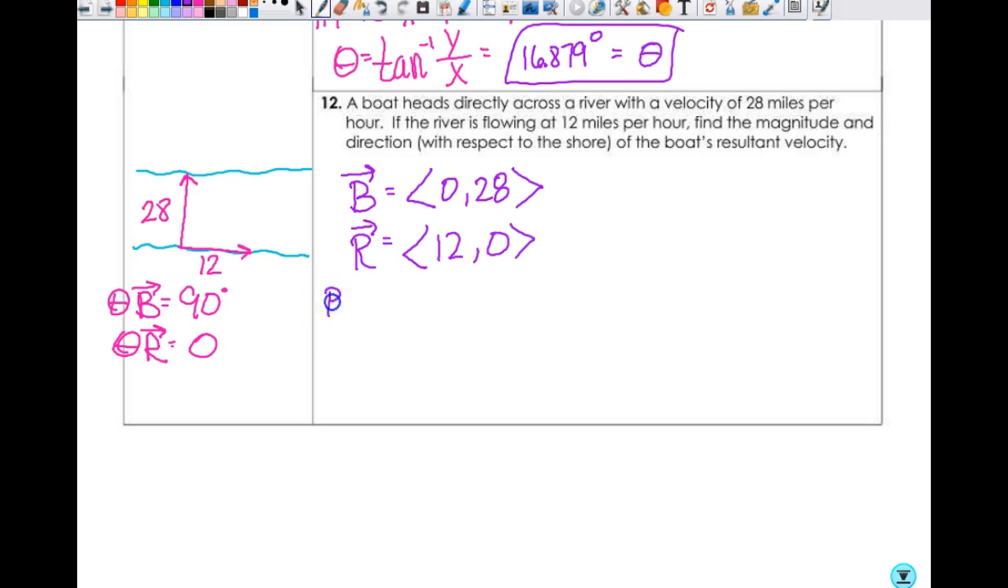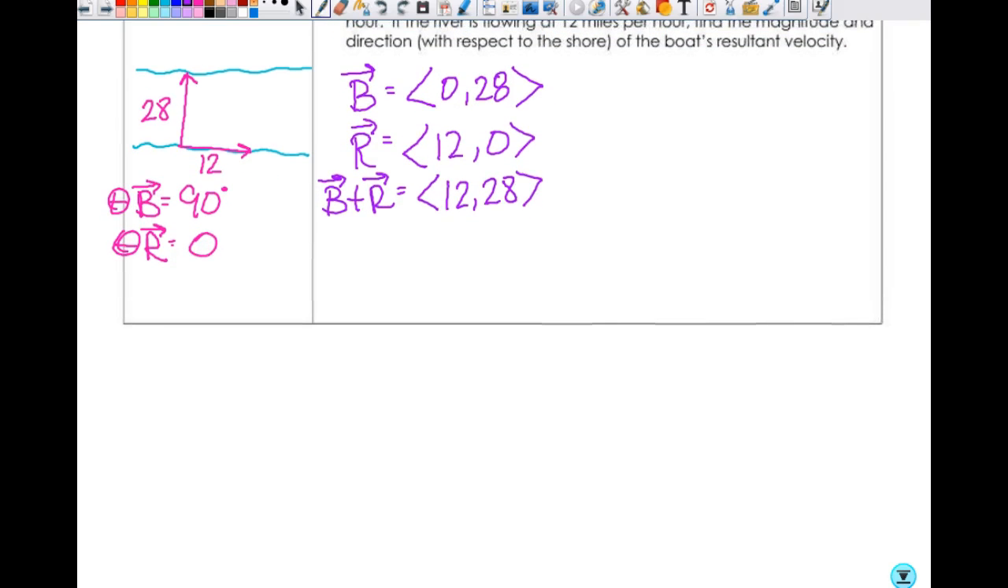So then I need to find b plus r, and that's going to be easy. It's 12, 28, right? Don't have to store anything anywhere. And then I'm going to have the magnitude of b plus r is equal to the square root of 12 squared plus 28 squared. And you can go ahead and give me a decimal for that because it would make the most sense in this situation.